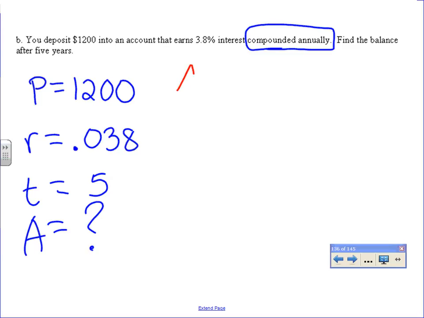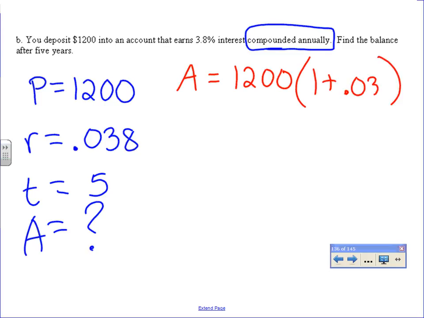So we have account balance is equal to principal in parentheses 1 plus R, which is 0.038, raised to the T, which is 5. We are going to do one thing at a time. So let me pause there for a minute. Does anyone have questions on how we plug that in? Gio? Do not give us the answer. Go ahead.